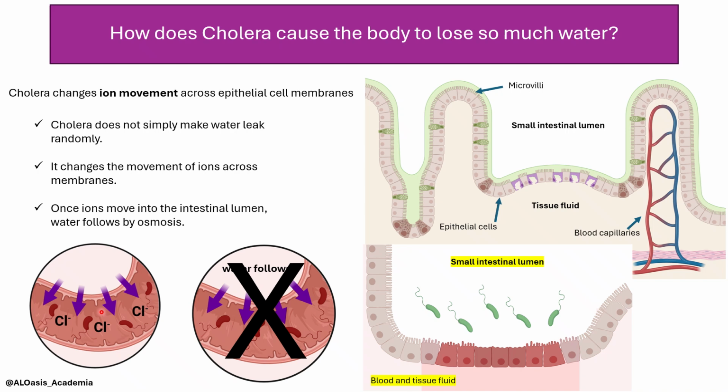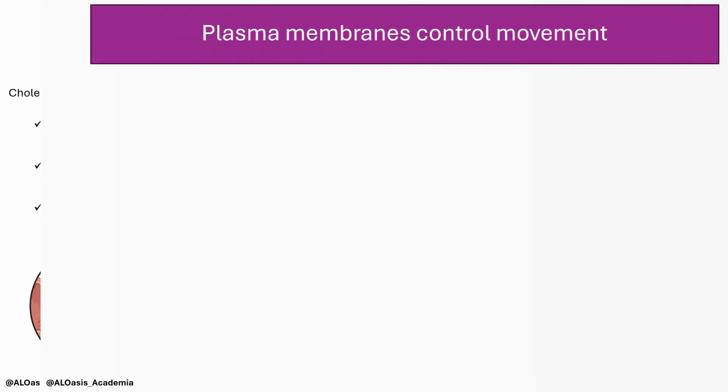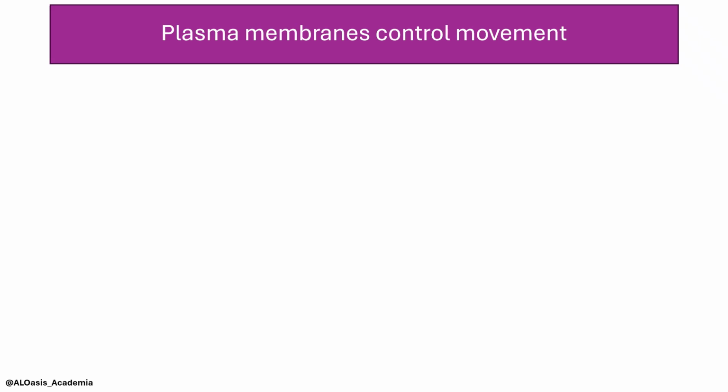So now when I start going into deeper explanation, you will understand and can picture what is exactly happening in the body. As I explained, the cholera toxin will play with the ion movements through the membrane. So let's have a look at what the plasma membrane is and how it controls the movement. Understanding that will make it so easy for you to understand how the cholera toxin works.